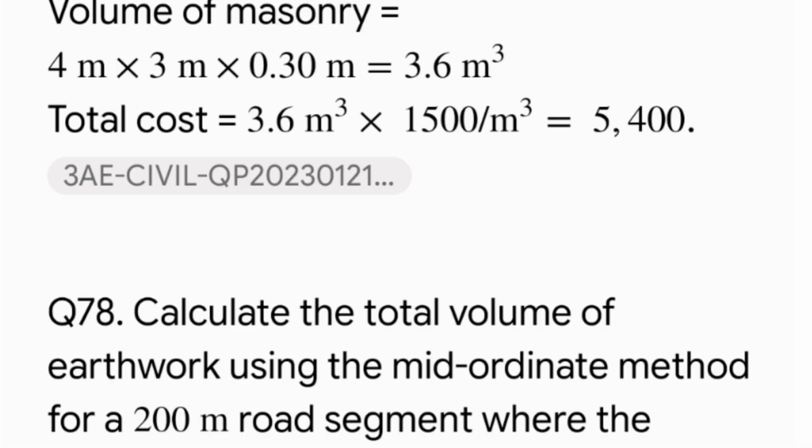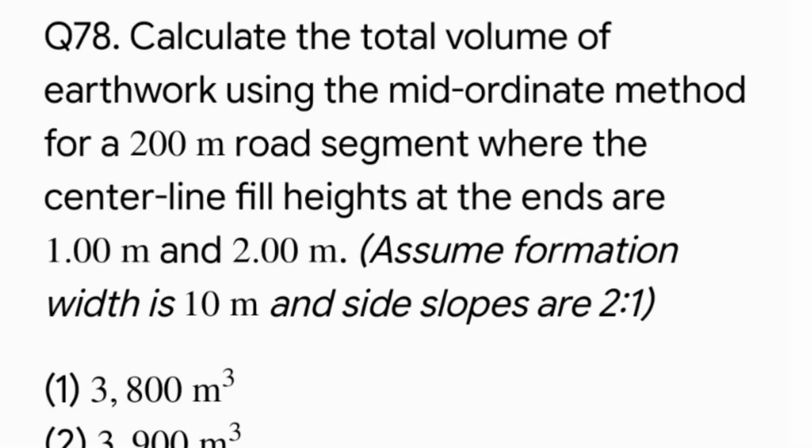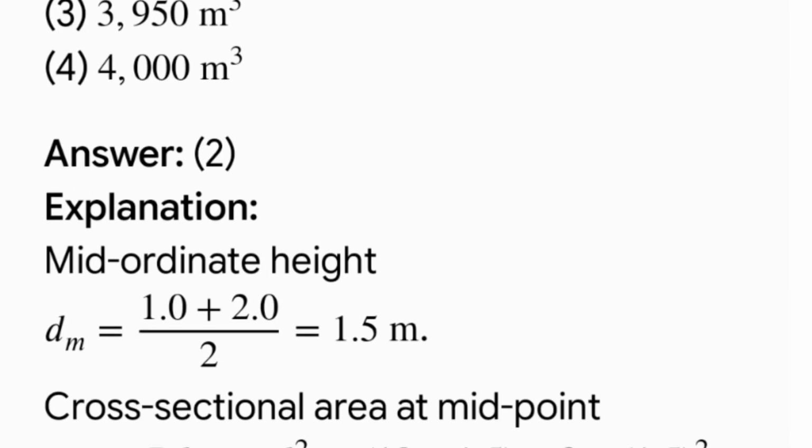Next question. Calculate the total volume of earthwork using the mid-ordinate method for a 200 meter road segment where the centerline fill heights at the ends are 1 meter and 2 meter. Assume formation width is 10 meter and side slopes are 2:1. Correct answer option 2, 3900 meters cube.